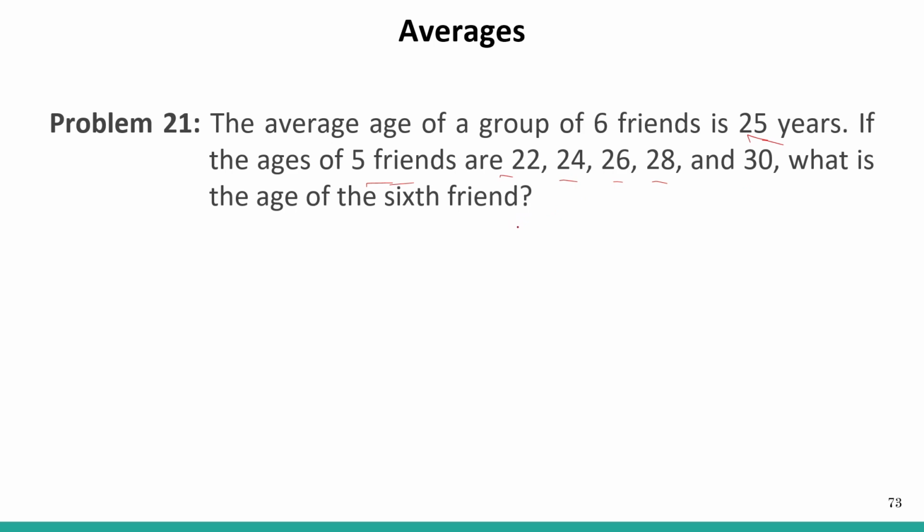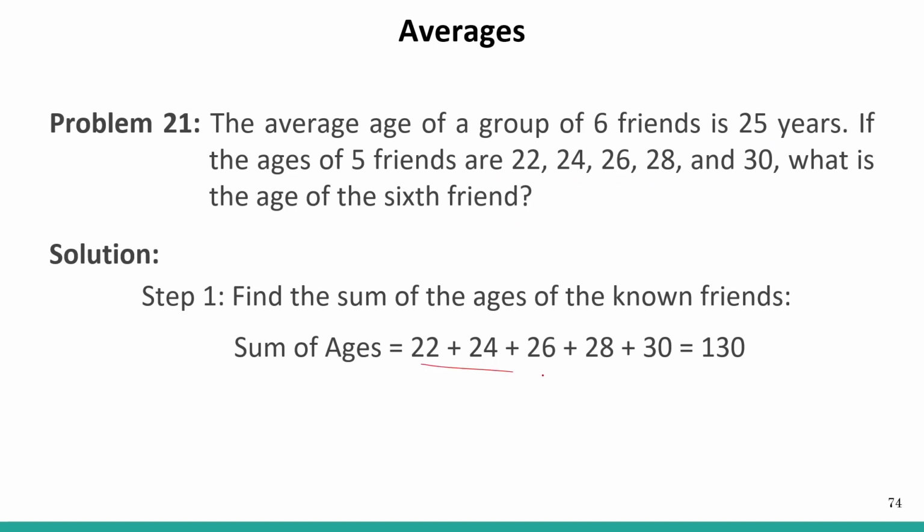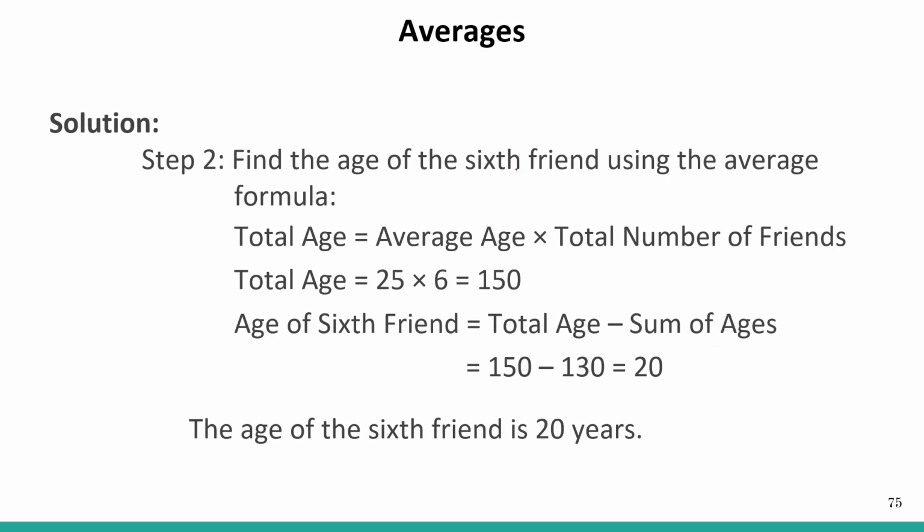This is a similar kind of problem, so we can do it by the same approach. Finding the sum of the given numbers, we got the sum as 130. So find the age of the 6th friend using the average formula. Total age is equal to average age into total number of friends, which is equal to 150. So the age of the 6th friend is equal to 150 minus 130, is equal to 20. So the 6th friend is 20 years old.